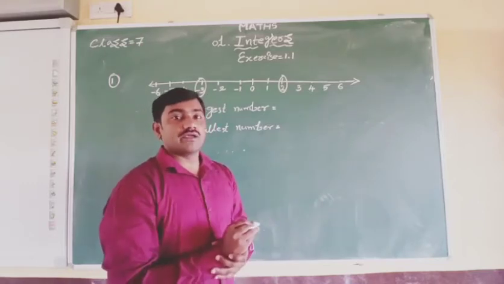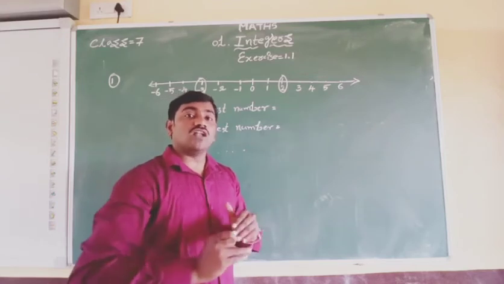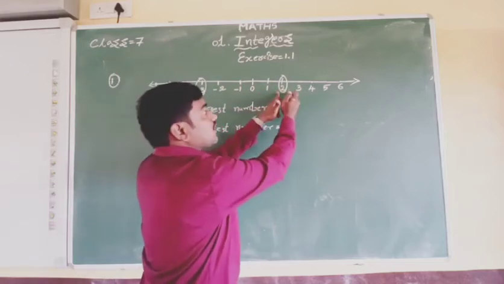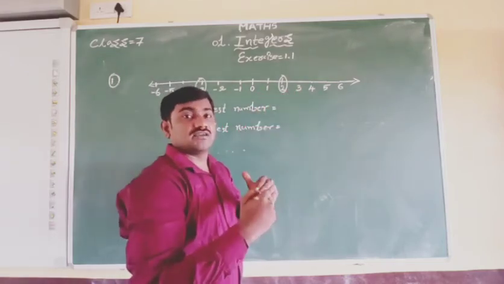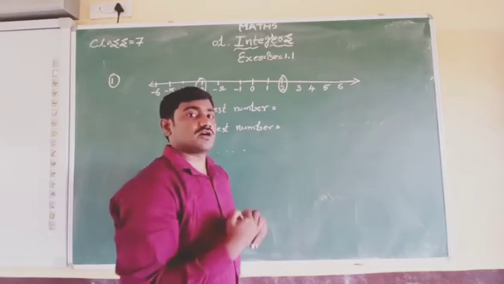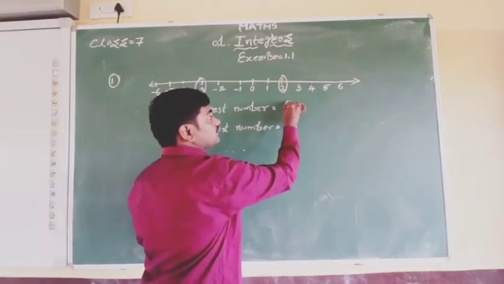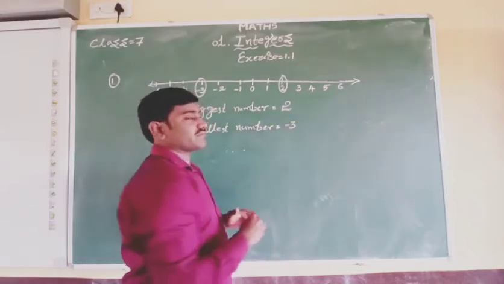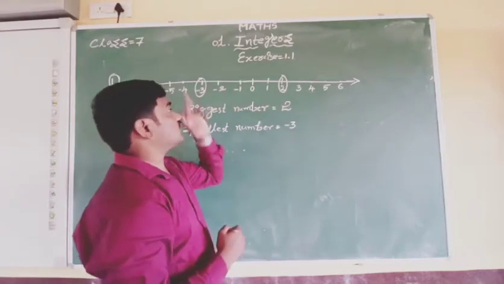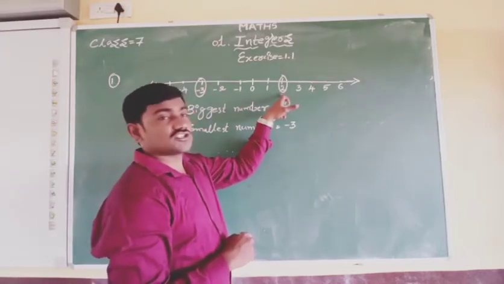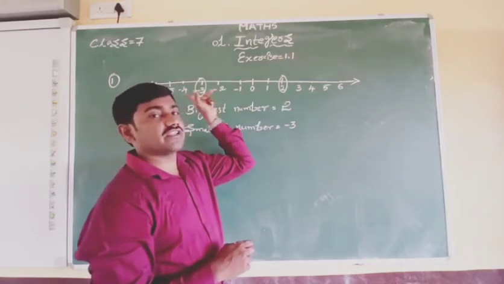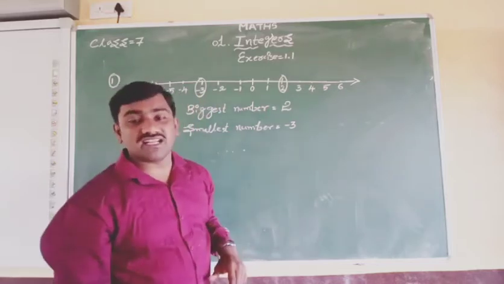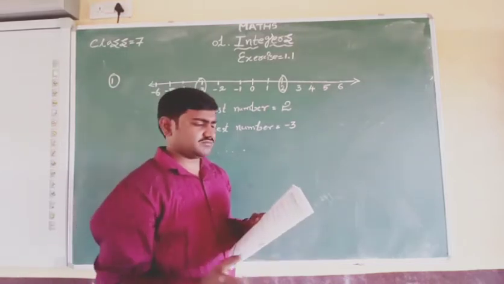Easily we can identify, because positive numbers are always greater than negative numbers. Here this is a negative number, and this is a positive number. Positive number means plus numbers. Numbers containing a plus sign are positive numbers. So here the biggest number is 2 and the smallest number is minus 3. In these two marked numbers, 2 is a positive number, and a positive number is always greater than a negative number. So the biggest number is plus 2 and the smallest number is minus 3. This is our first question.